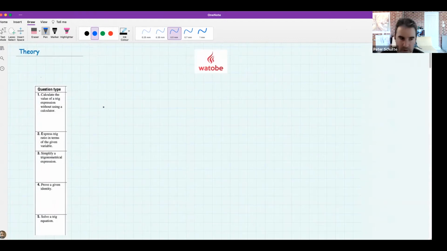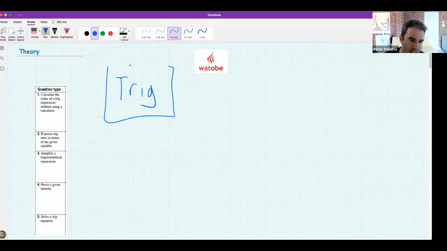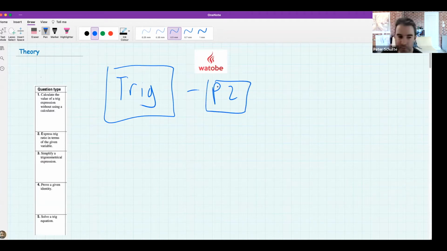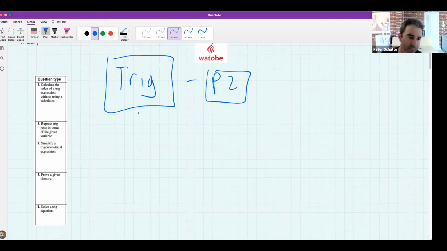Today we're going to be talking about trigonometry, and in terms of exam questions, trigonometry is in paper 2. In this part of trig, there are 5 main types of questions that we have to deal with, which we will deal with over the next 2 lessons. The one is trig expressions, how to calculate the value without using a calculator. So that would be kind of type 1.